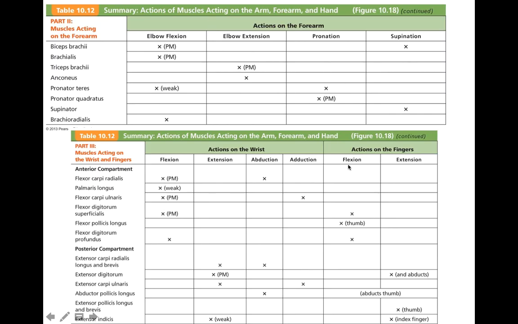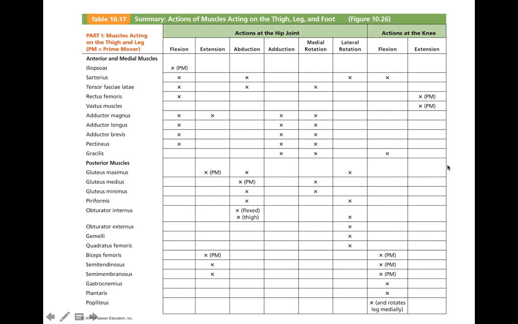Here's forearm, wrist, and fingers. And then there's your thigh and leg. Okay, so here's actions at the hip versus actions at the knee. All right, so they might be helpful. They're from a different book, so I just wanted to throw them in here so that you guys would have something to reference.